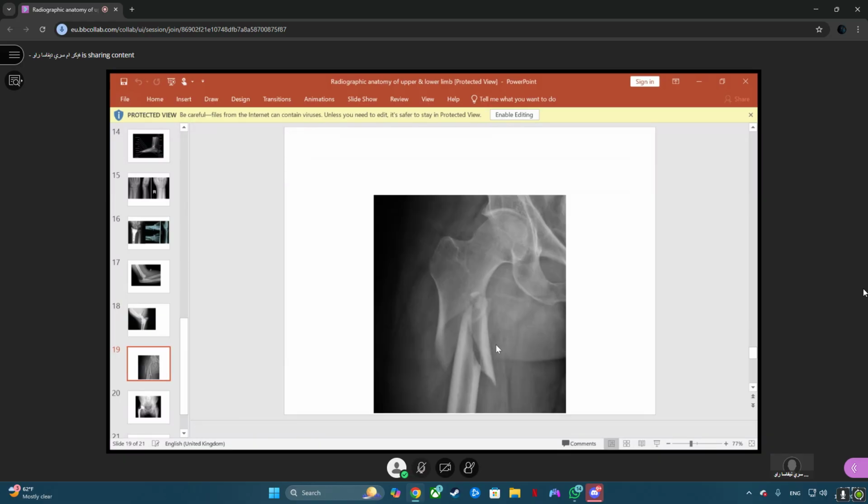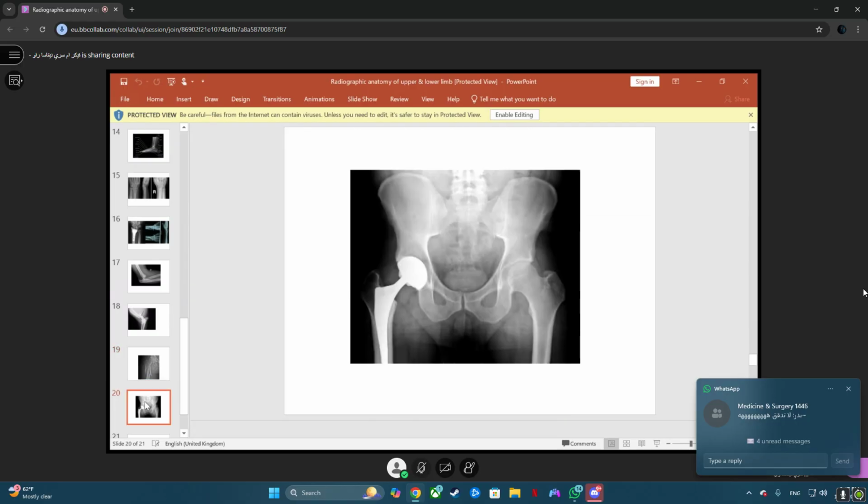Next, this is the femur: head of the femur, neck of the femur, greater trochanter, lesser trochanter, and this is the shaft. Here there is a fracture at the upper end of the shaft of the femur. This is the acetabulum. So you can see the fracture here.